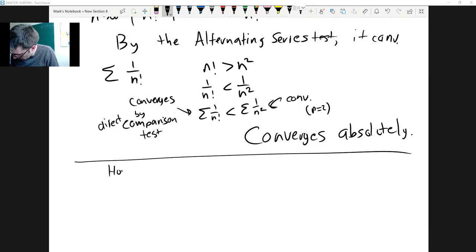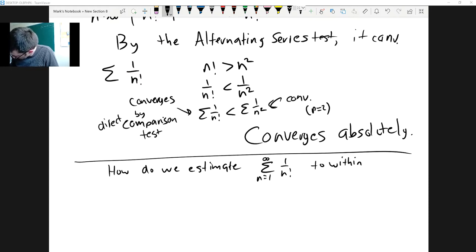All right, so how do we estimate the sum of 1 over n factorial from n equals 1 to infinity to within 0.01? All right, and the idea is we know that the partial sums get closer to the true value. And if we can find the first term that is smaller than 0.01, then we can conclude that corresponding partial sum was a good enough estimate. All right, so ultimately we need to look at where the absolute value of a_(n+1) is less than or equal to 0.01.